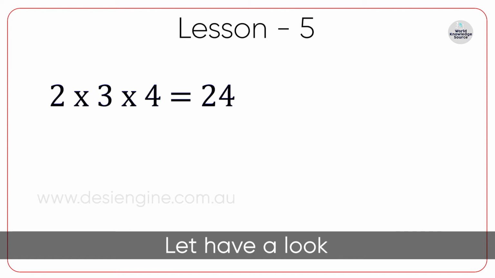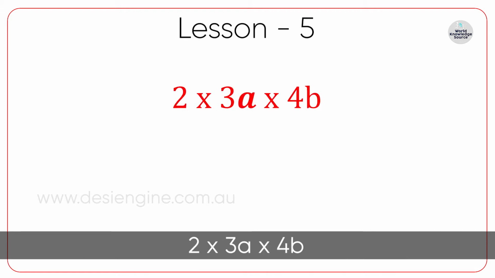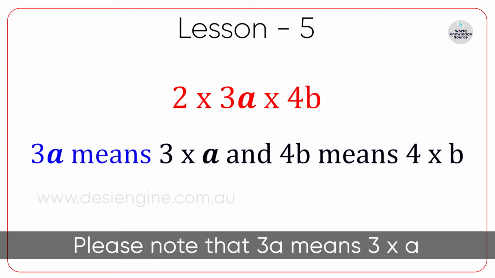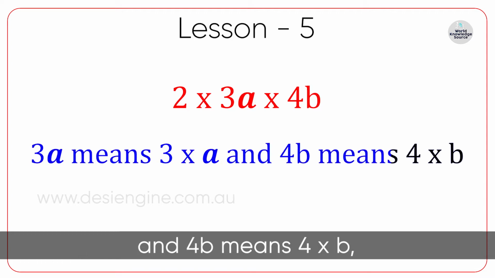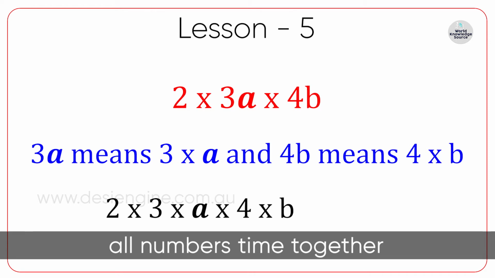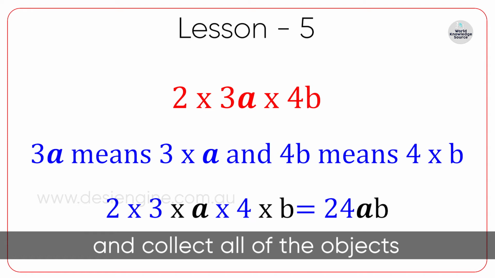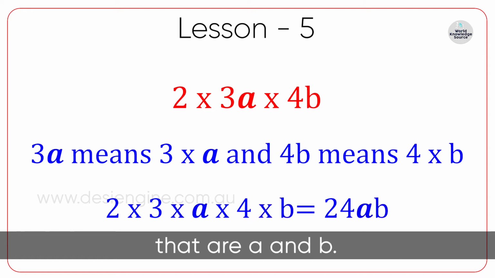Let's have a look. For normal multiplication, 2 times 3 times 4 equals 24. Let's look at this in algebra. 2 times 3a times 4b. Please note that 3a means 3 times a and 4b means 4 times b, so we have 2 times 3 times a times 4 times b. Then we have all the numbers timed together, 2 times 3 times 4 equals 24, and we collect all of the objects that are a and b. The answer is 24ab.